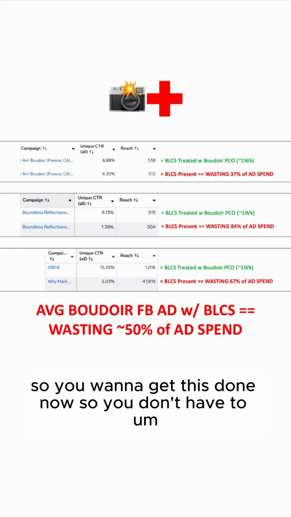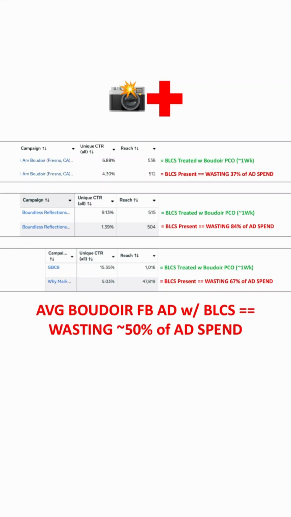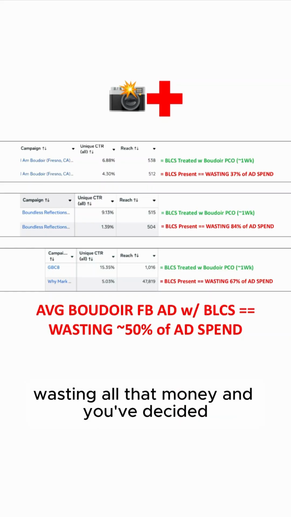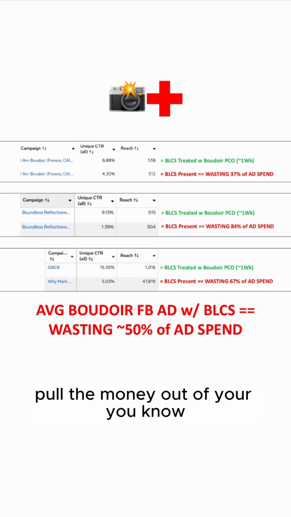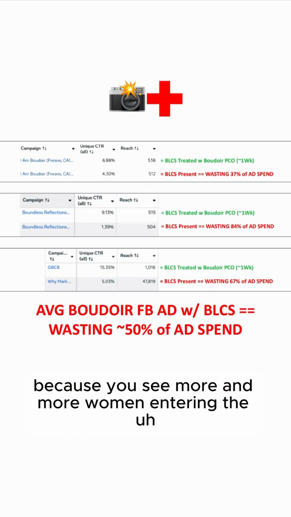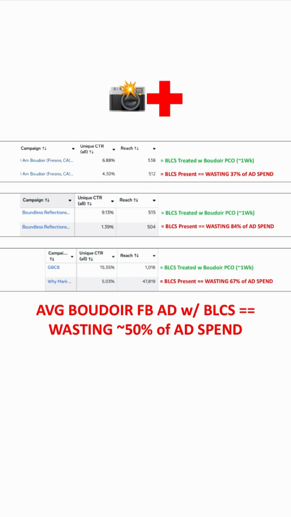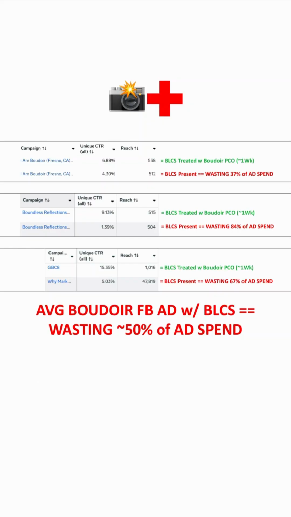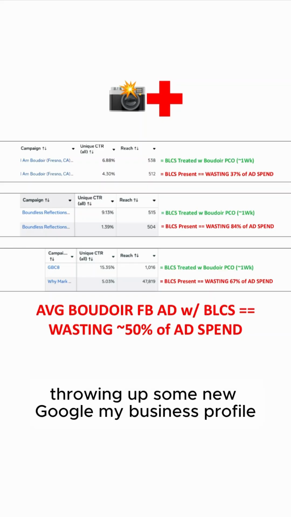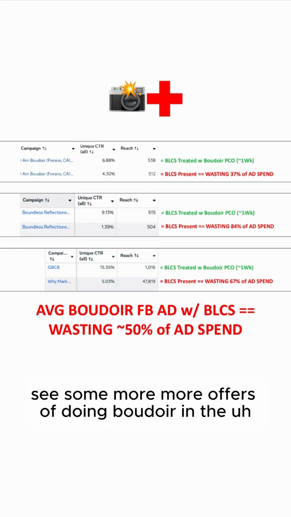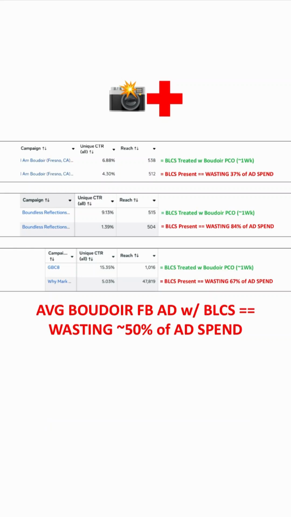So you want to get this done now so you literally don't have to keep wasting all that money, and you've decided you want to optimize this part of your business now, pulling the money out of the leaky bucket in the Facebook ad spend, because you see more and more women entering the market as boudoir photographers every day. It seems like when anyone gets a new phone, they throw up some new Google My Business profile, or when anyone gets a new camera, you see some more offers of doing boudoir in the mom Facebook groups.